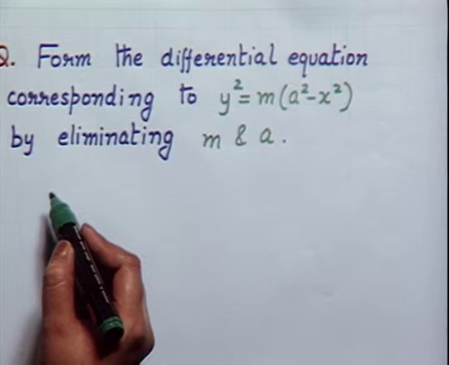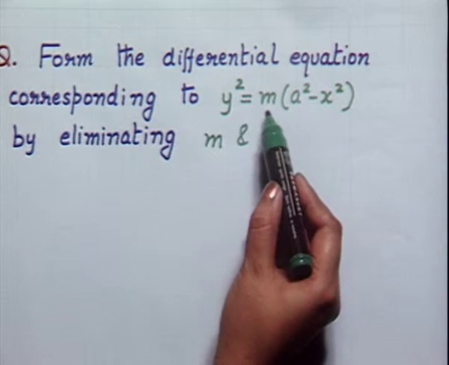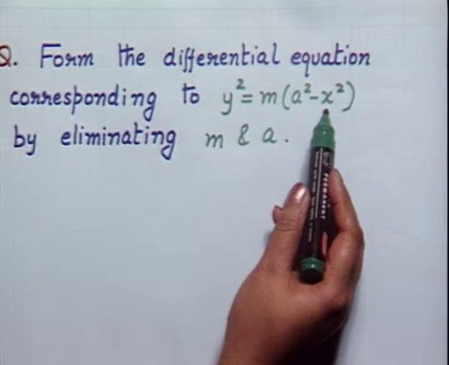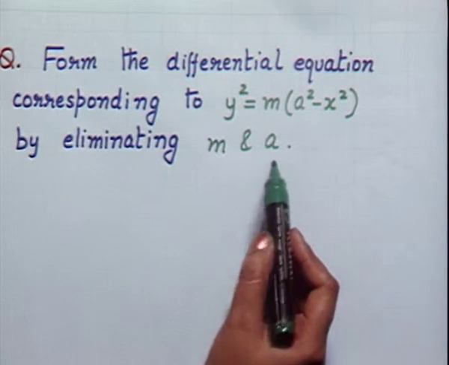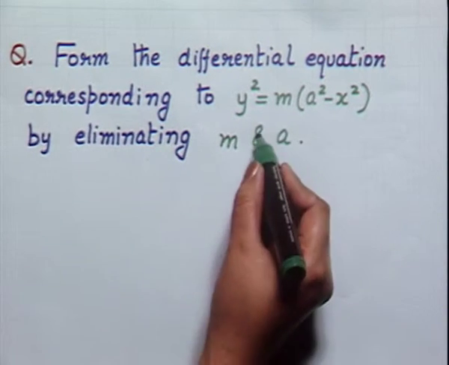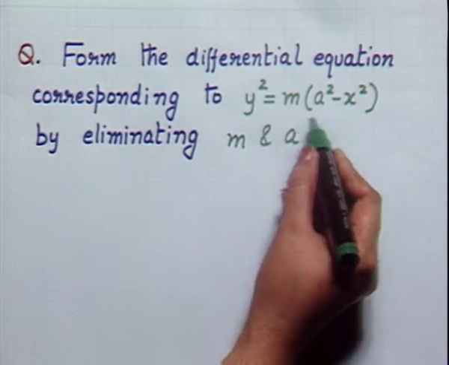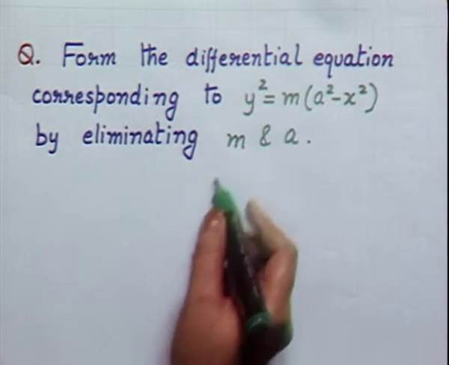But of course, the task is not always so easy. Let us take a question where two arbitrary constants are involved. The question says: form the differential equation corresponding to y square equal to m times a square minus x square, by eliminating m and a. To do that, start with the understanding that there are two arbitrary constants involved, so you have to differentiate twice.